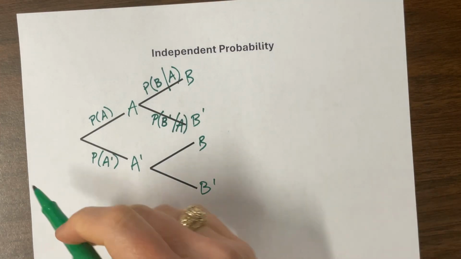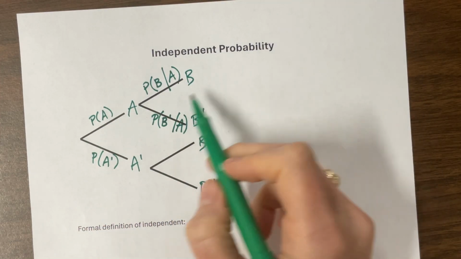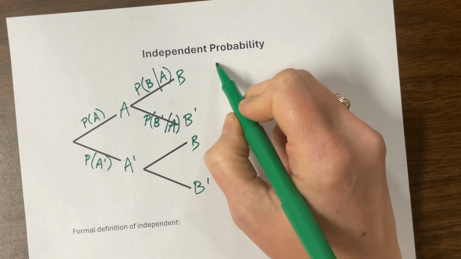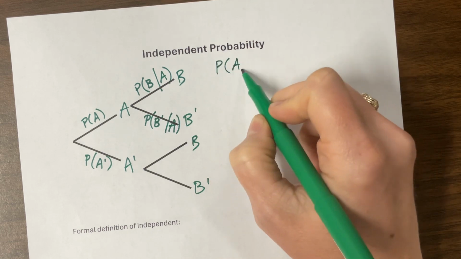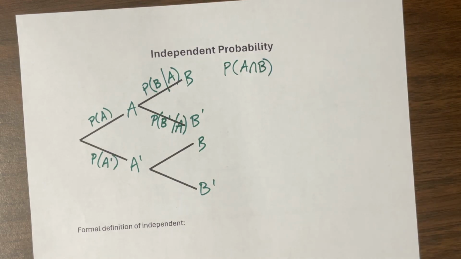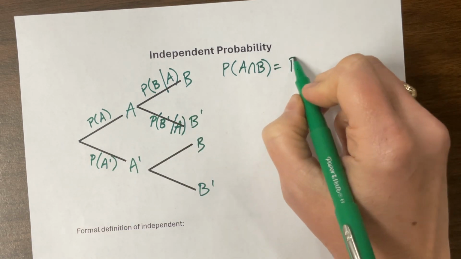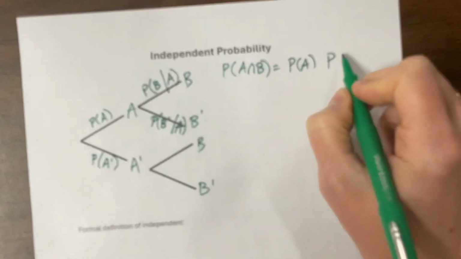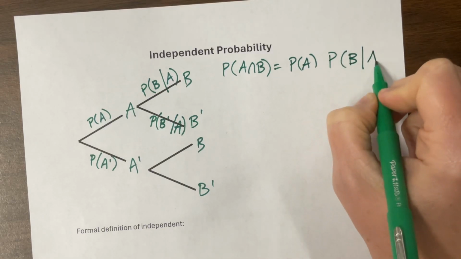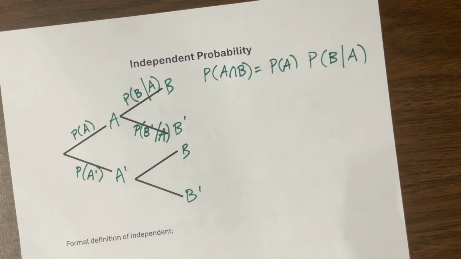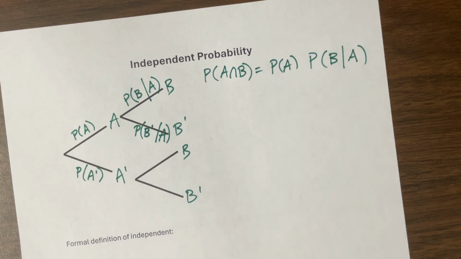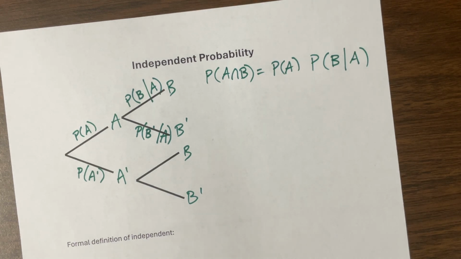I'm just going to do part of it because I just want to trace this branch. This piece right here is the probability of A intersect B. How did we find that? We said it was the probability of A times the probability of B given A. We talked about that a little bit last time, so hopefully this is somewhat familiar to you.